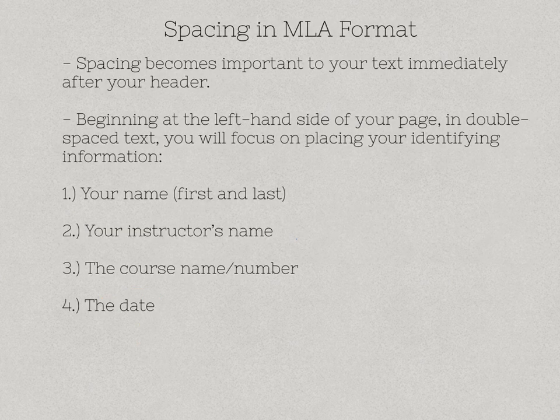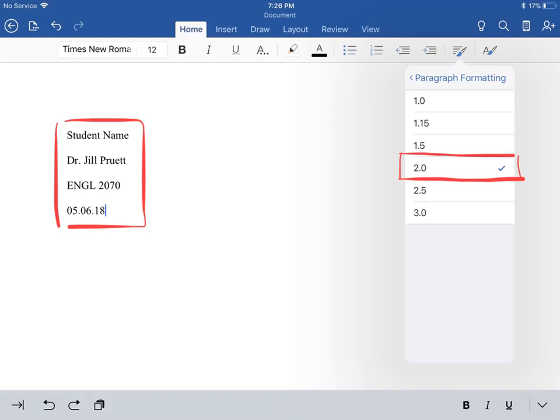Spacing in MLA format becomes important to your text immediately after your header. Beginning at the left-hand side of your page in double-spaced text, you will focus on placing your identifying information. This typically consists of your name, first and last, your instructor's name, the course name or number, and finally the date. This photo in particular is important as it demonstrates that my identifying information is correctly formatted to the right-hand side of my page and double-spaced.